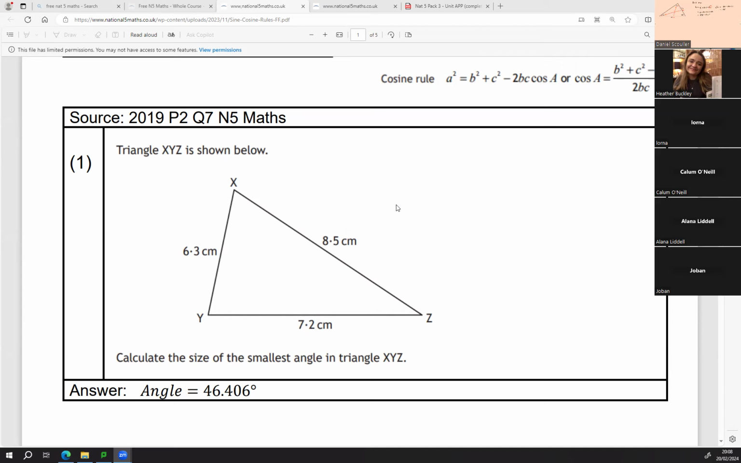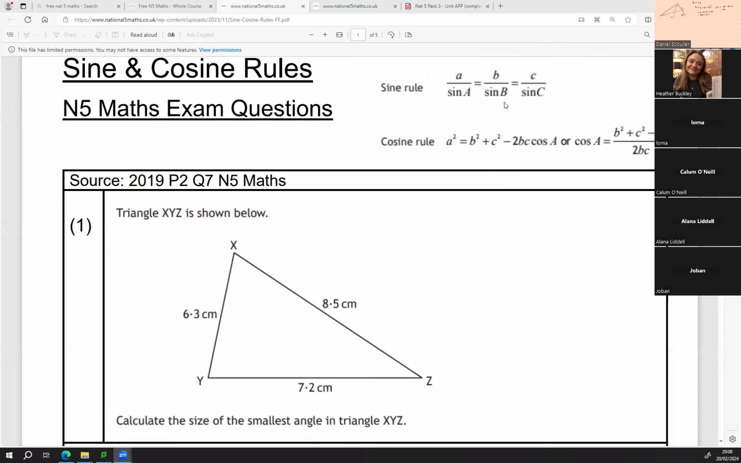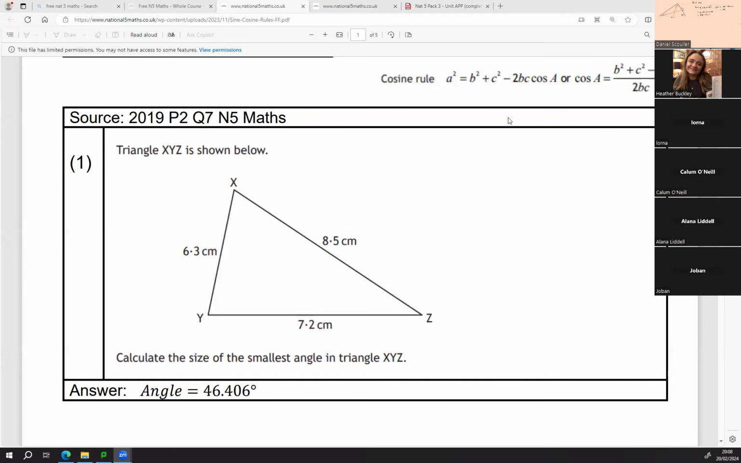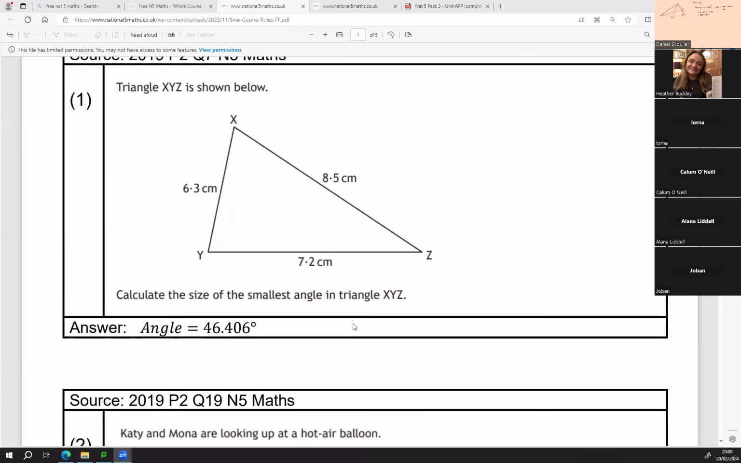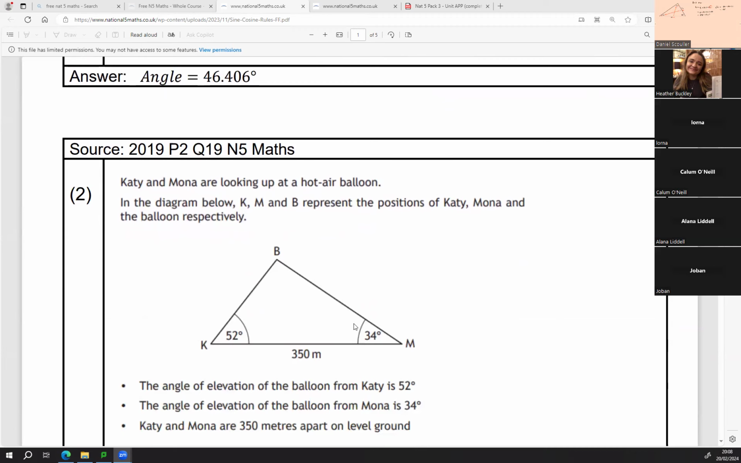So you're using one of the rules there. You'd have to use the rule cos A equals b squared plus c squared minus a squared over 2bc, and get them in the right order. That's too simple for me though. Let's have a look.